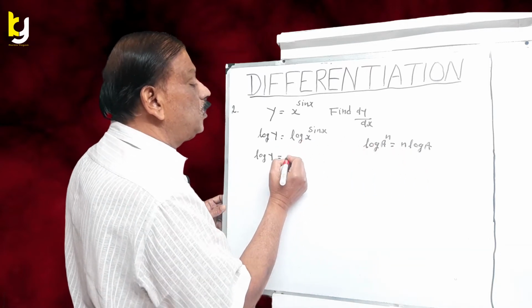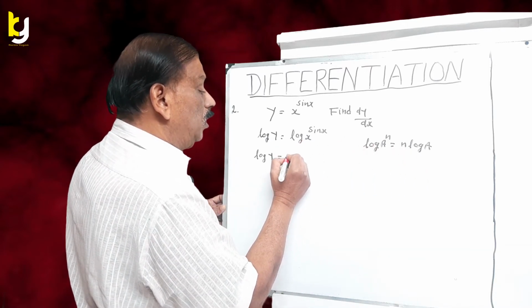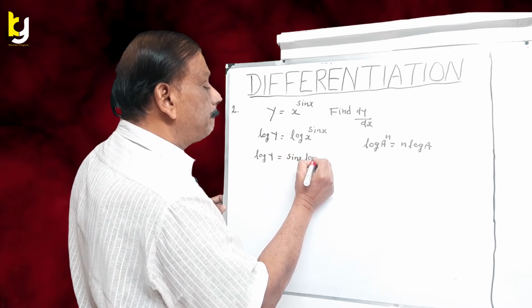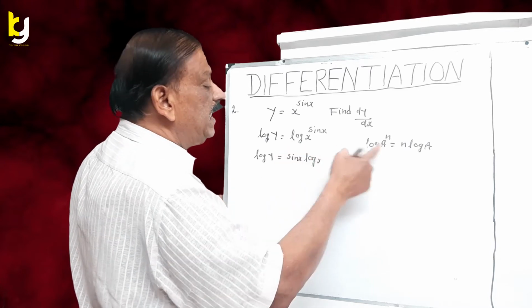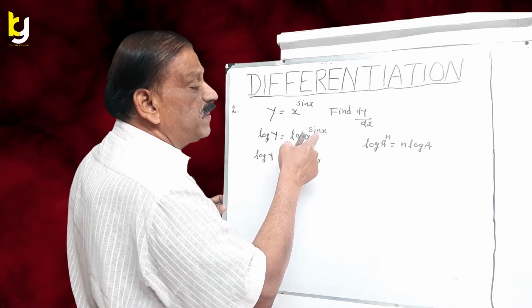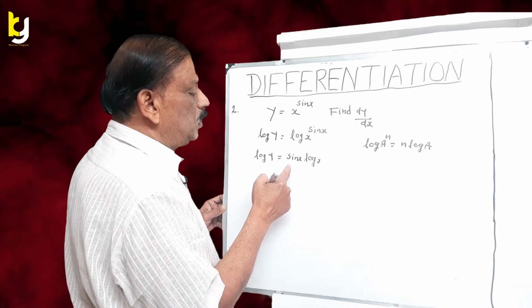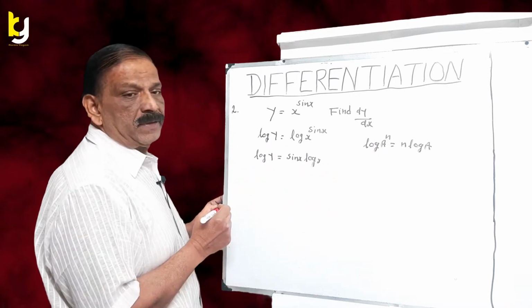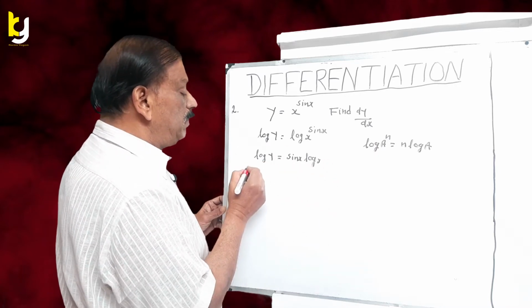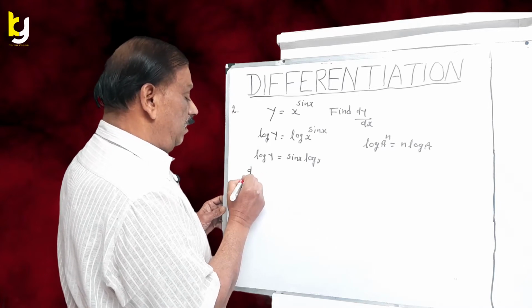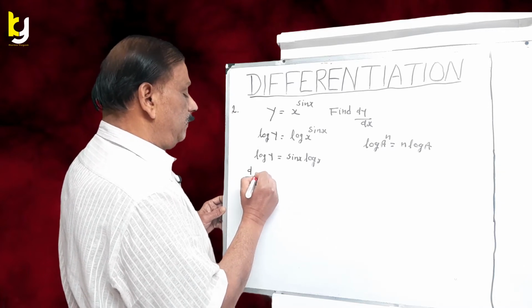Therefore, this is equal to sin x log x, because a is x and n is sin x. So log a raised to n equal to n log a. That is equal to sin x log x. Then d by dx of log y equal to d by dx of sin x log x.